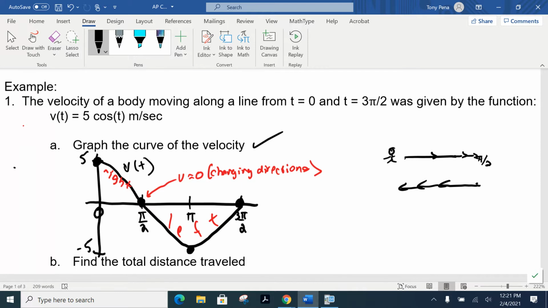All right, so that's what it looks like if we actually look at our position. We go right, come back left. We would have changed at pi over 2. And then we stopped at 3 pi over 2. All right, so now letter B.